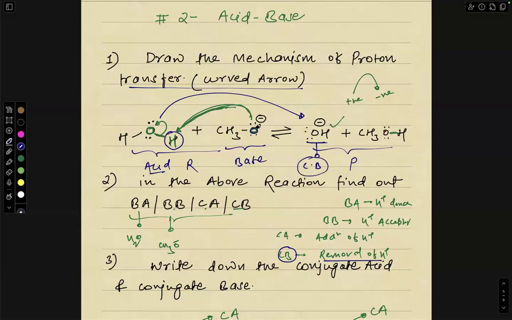And CH3O has an extra proton here. So this is proton addition, so this is the conjugate acid. Make sense? Please tell me, everyone.